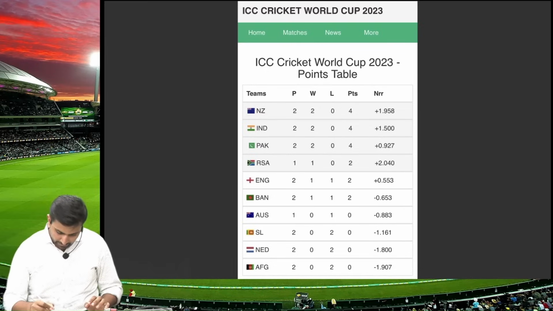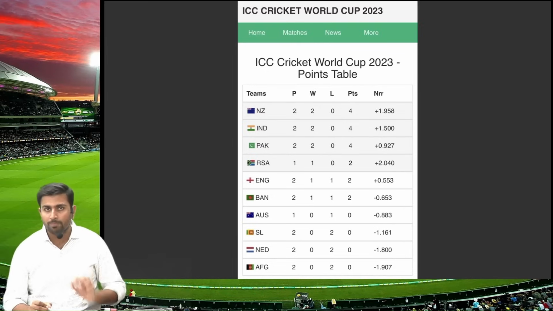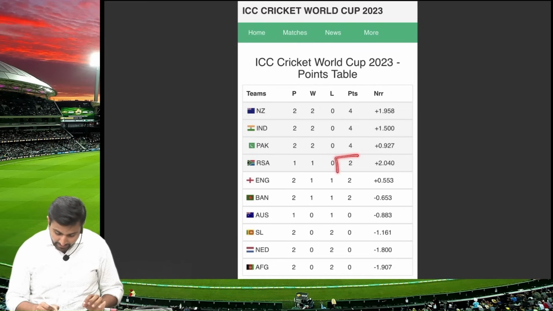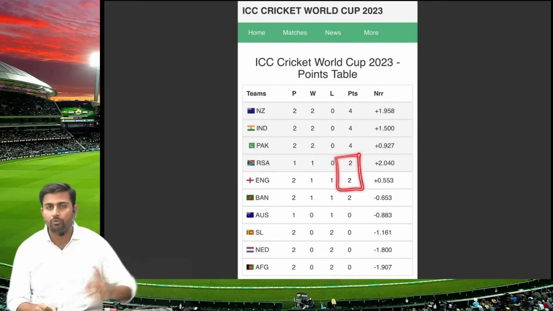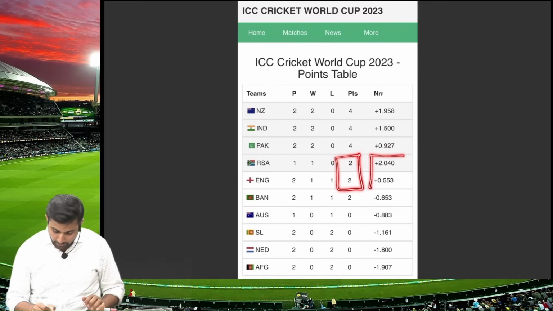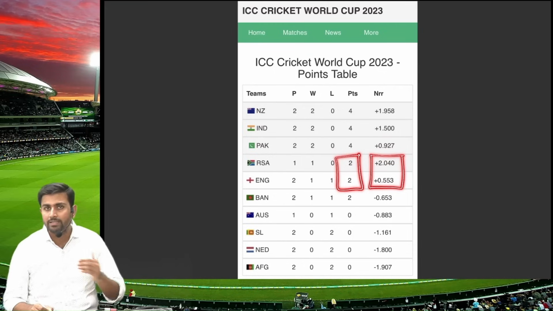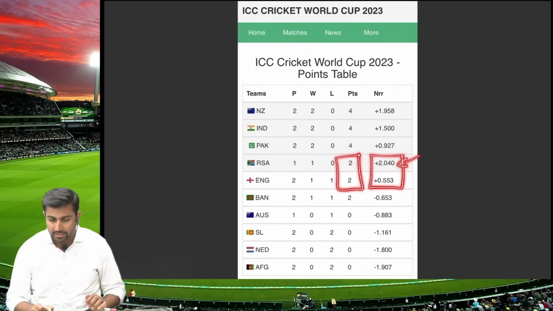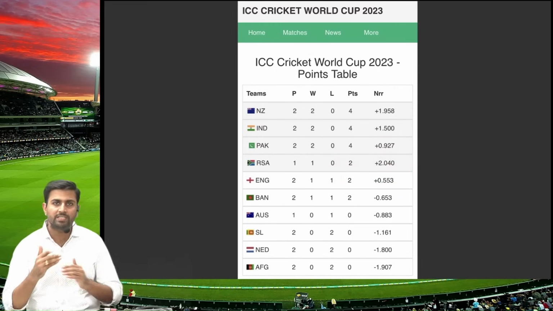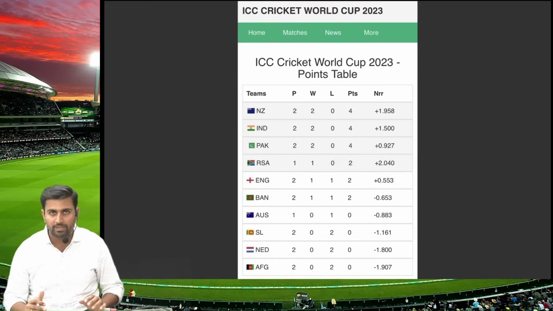Now see, here where the net run rate comes into play is when the teams are tied at points. Towards the end of the tournament, it will become important. But one of the teams has a net run rate higher than the other, so that team will get selected. Especially at 4th, 5th, 6th position, this net run rate becomes very, very important.